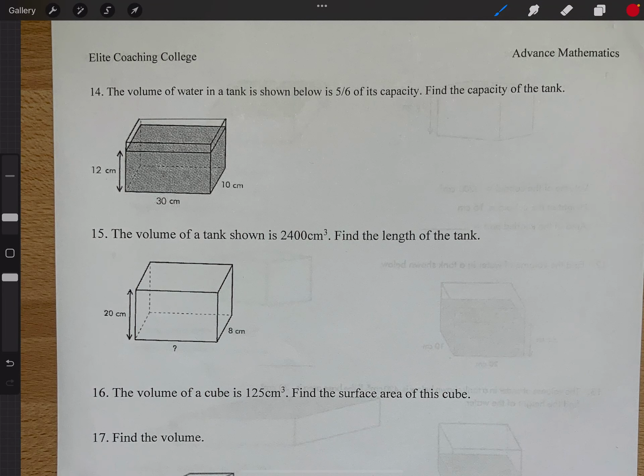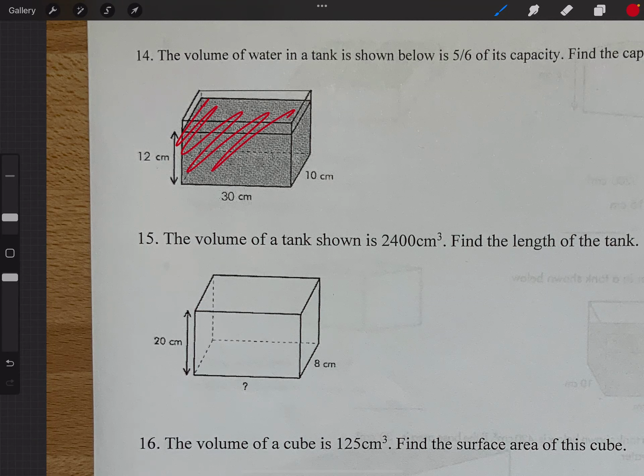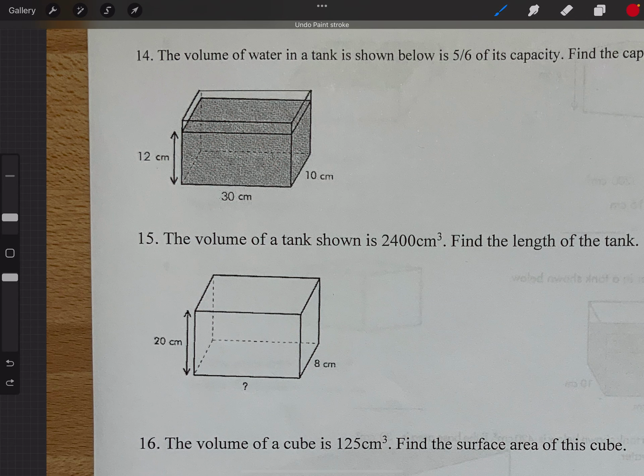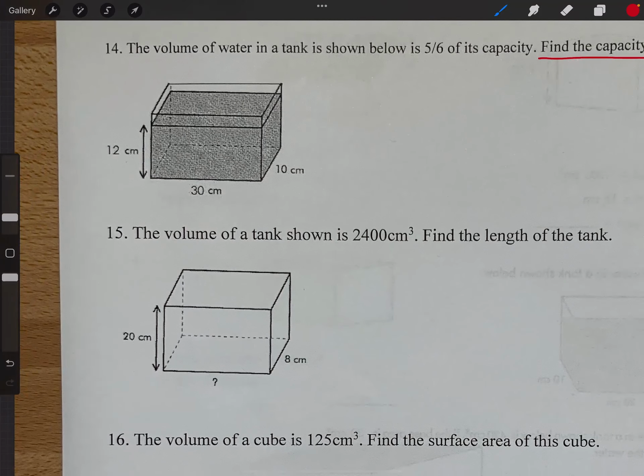The volume of water in a tank shown below is 5/6 of its capacity. So the volume of water here is 5/6 of the whole tank. Let's find the capacity of the tank, find out how much water the tank can hold altogether.